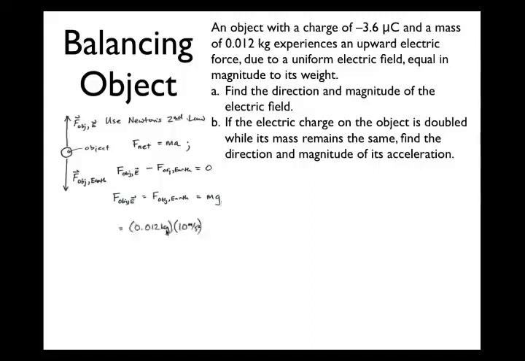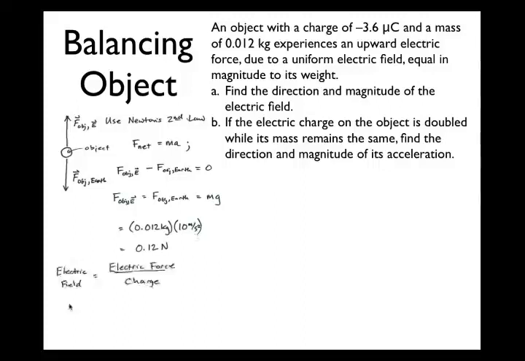So that's 0.012 kilograms times g, and I told you I have an affinity for making g 10. You can make this 9.8 here, but I just do 10 because it's easier for me to do the math in my head with 10. So that's about 0.12 newtons, or 0.11 if you use 9.8.